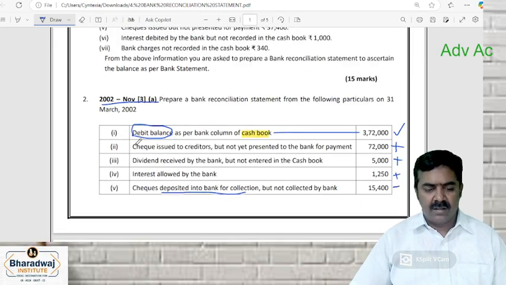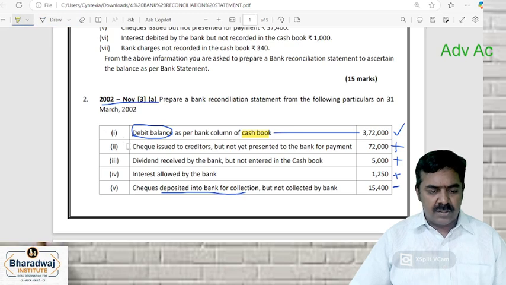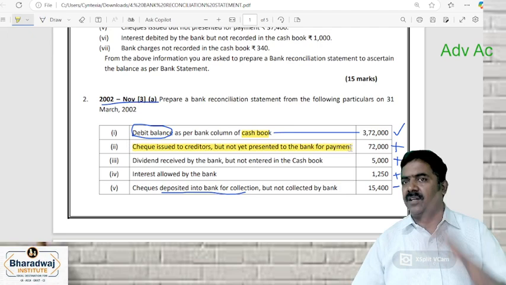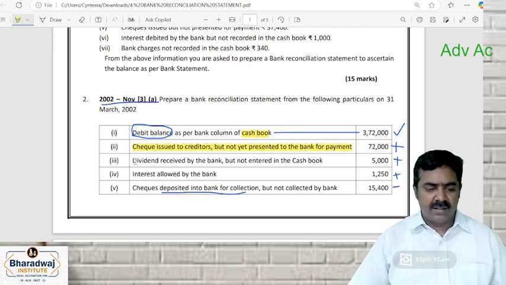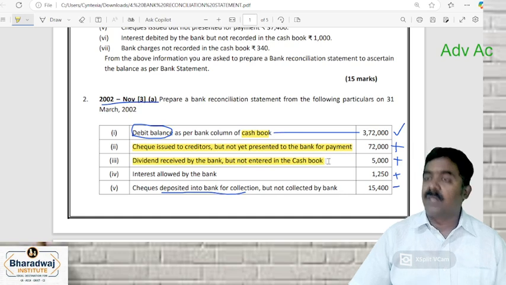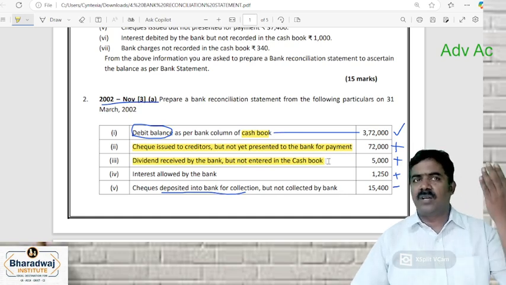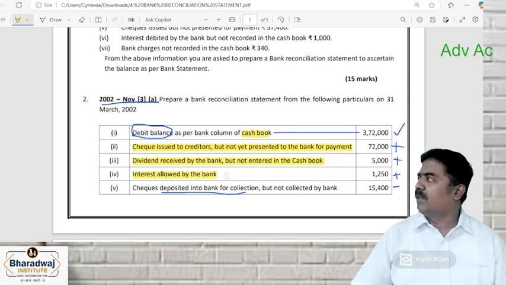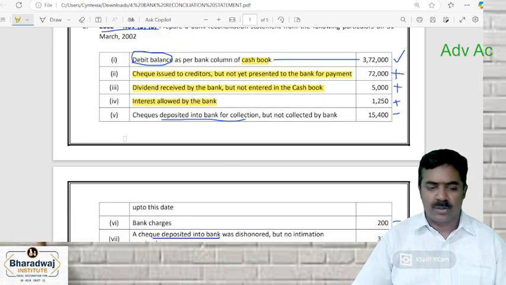I repeat. First one, checks issued to creditors. We deducted, the banker has not deducted. Let us add back. Dividend received by the bank. What would the bank have done? The bank would have added. Let us also add it. Interest allowed by the bank. What would the bank have done? The bank would have added. Let us also add it.